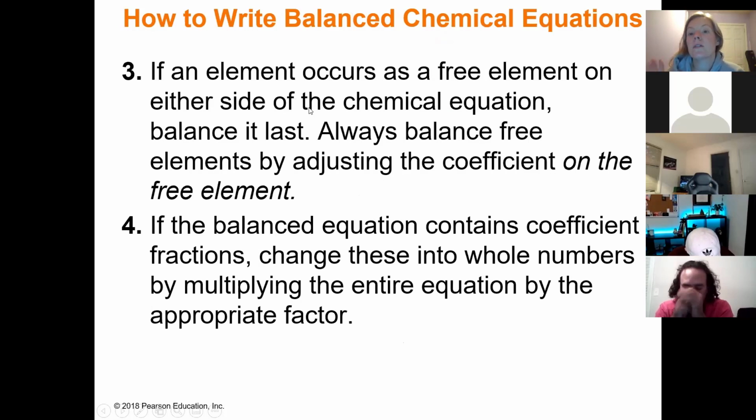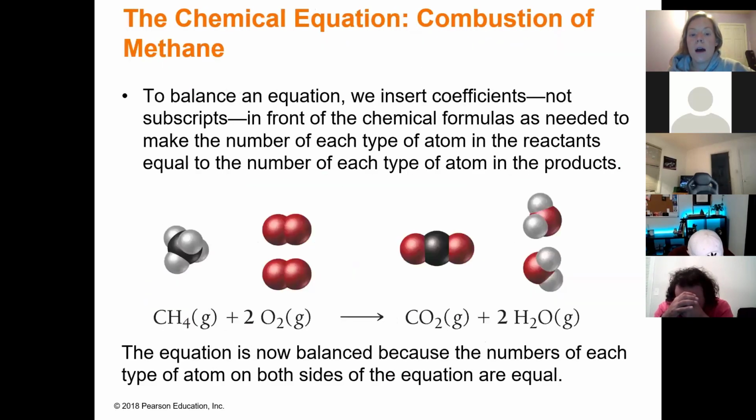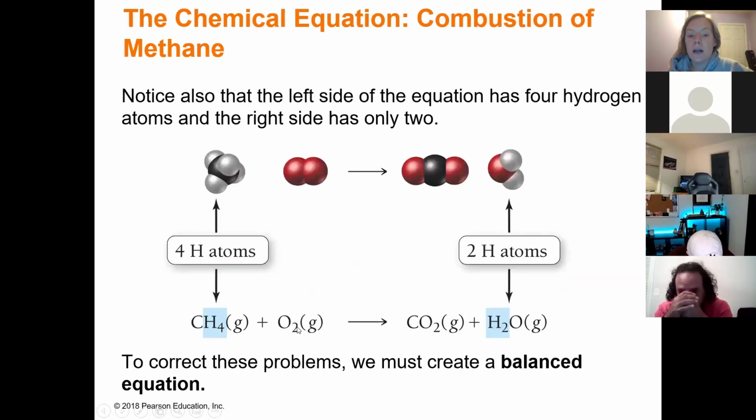If an element occurs as a free element on either side of the chemical equation, balance it last. So oxygen here. Another reason we would leave oxygen to the end is because it's by itself. So when I put a coefficient here, it won't affect any of the other materials. I just want to leave that at the end, kind of like the icing on the cake. I balance my carbons, I balance my hydrogens, and then hopefully I can just slap a coefficient on there and balance my oxygen and be done.